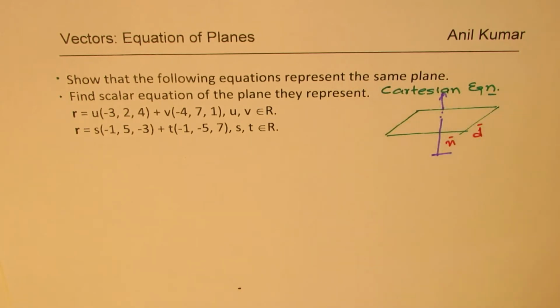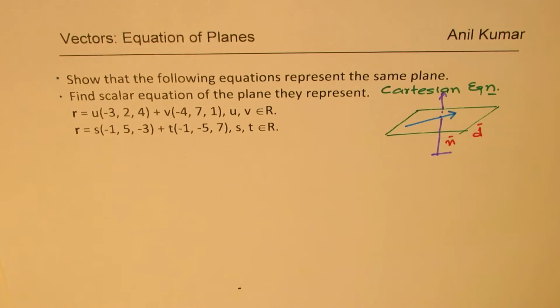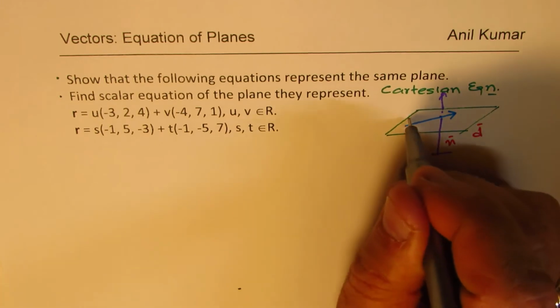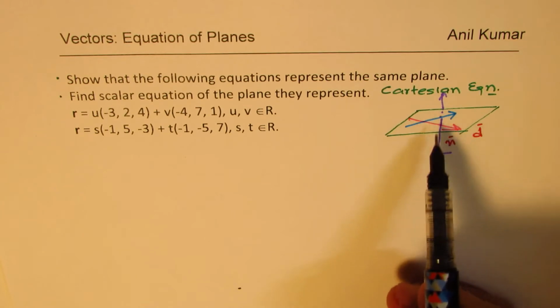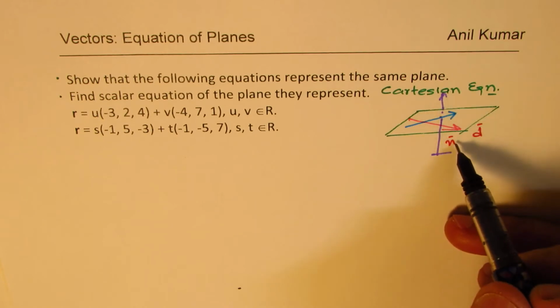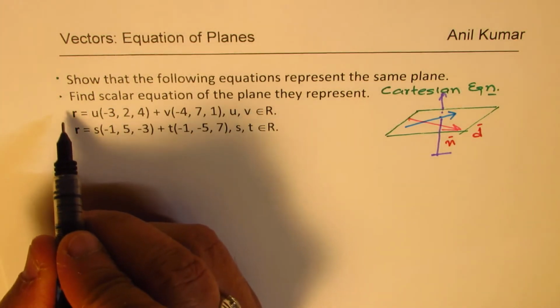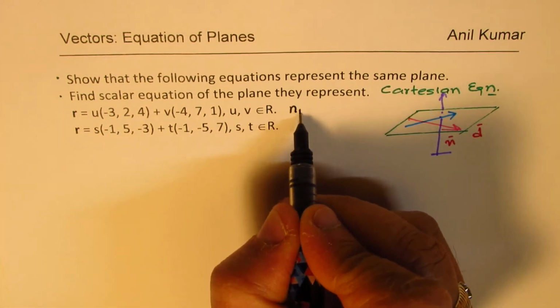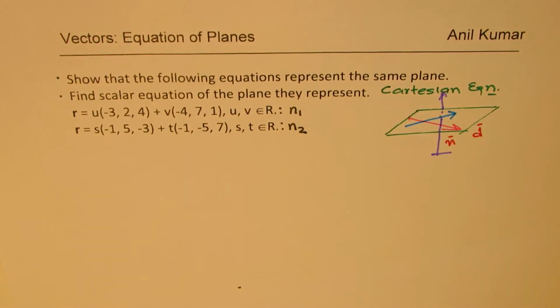So at present, on the given plane you have two directions which represent two different lines. One kind of like this, let us say, and the other one could be something like this. Now if I take the cross product of these two lines, we get the normal, right? So what we will do here is find the normal for the first one. Let's call this n1. And similarly, we'll also find the normal for the second one.